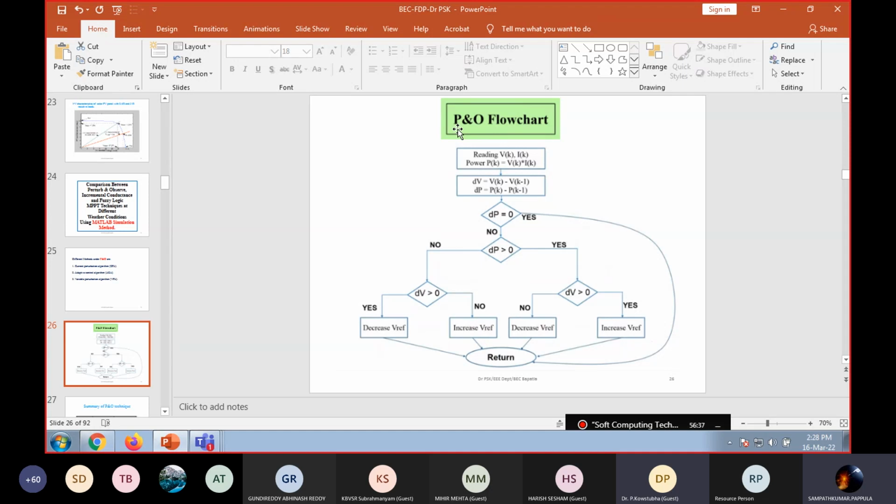Understand? In the P and O flow chart method, if the changing in the power is greater than 0 and the voltage is also greater than 0, increase the reference voltage. The conclusion is that if the changing in the voltage and the changing in the power are both either greater than 0 or less than 0, we need to increase the reference voltage. Other than this condition, reduce the reference voltage. This is the flow chart for the P and O method.